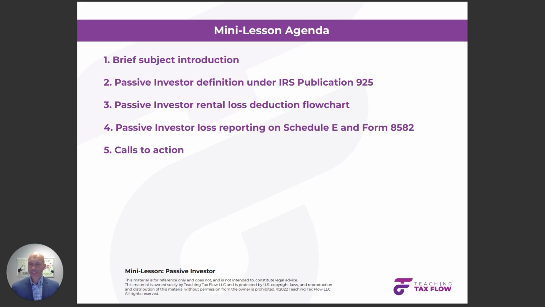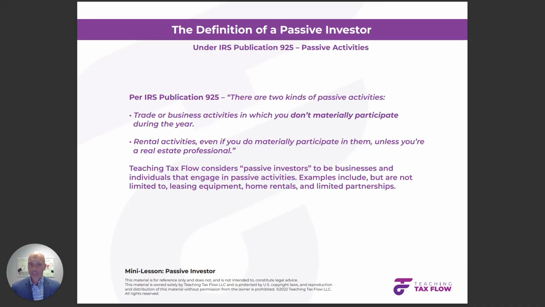We're also going to look at the little bit technical side of things, which is where you report this rental activity on a Schedule E. And also, we're going to look at Form 8582, which is a very, very important form for any passive investor. Then we're going to look at our calls to action. Let's first look at IRS Publication 925.